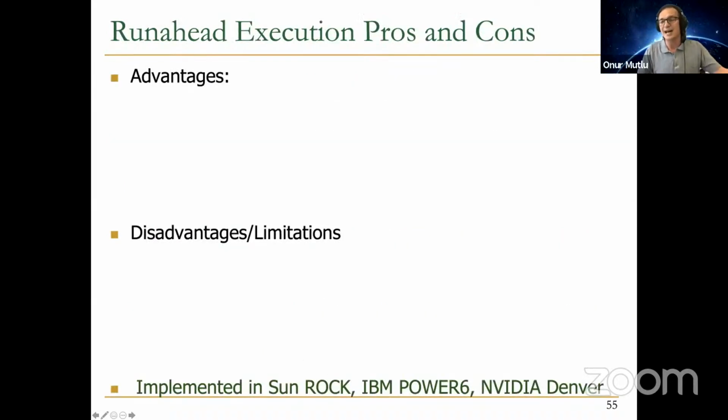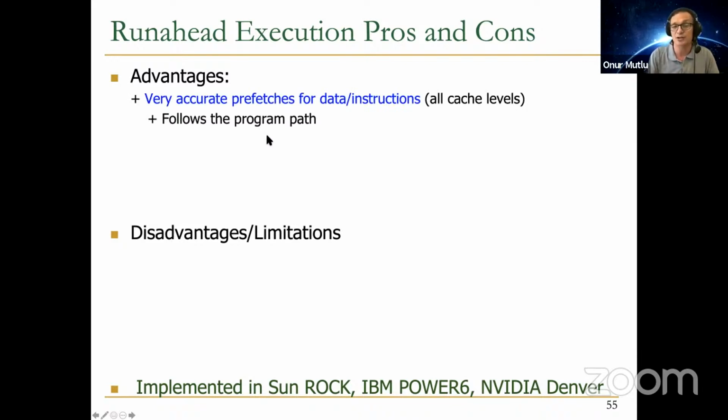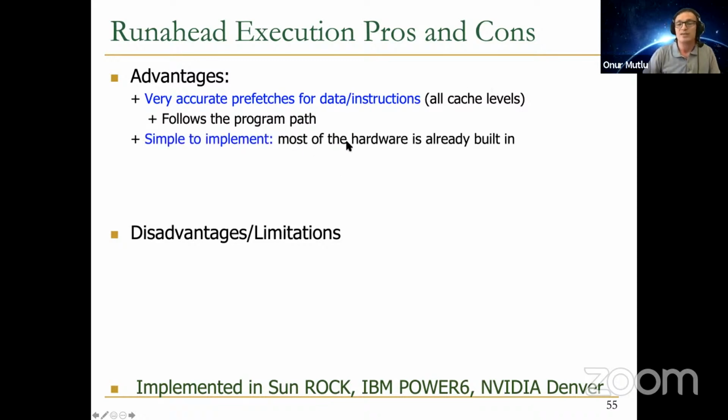So as any idea, this also has advantages and disadvantages, right? Any kind of mechanism in architecture, as you know, or systems or engineering in general has advantages and disadvantages. So let's pick through the advantages and disadvantages of this mechanism. So this is actually a very accurate prefetcher. It provides very accurate prefetches for data instructions, all cache levels, because it follows the program path. It's simple to implement. Most of the hardware is already built in. We're just executing the program just speculatively.